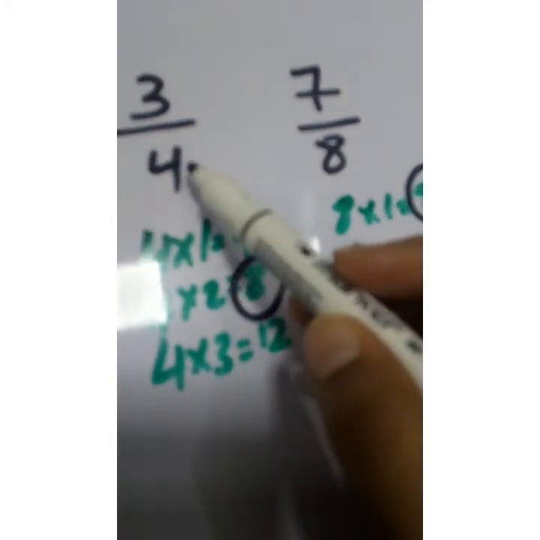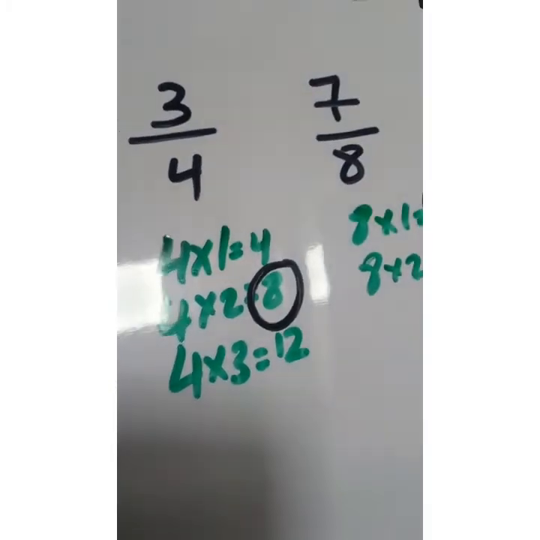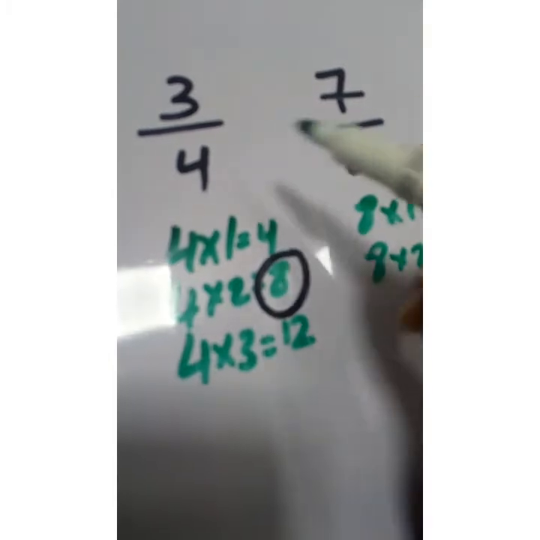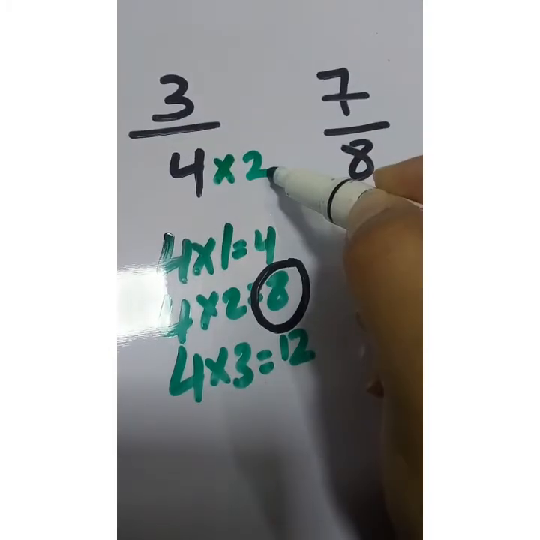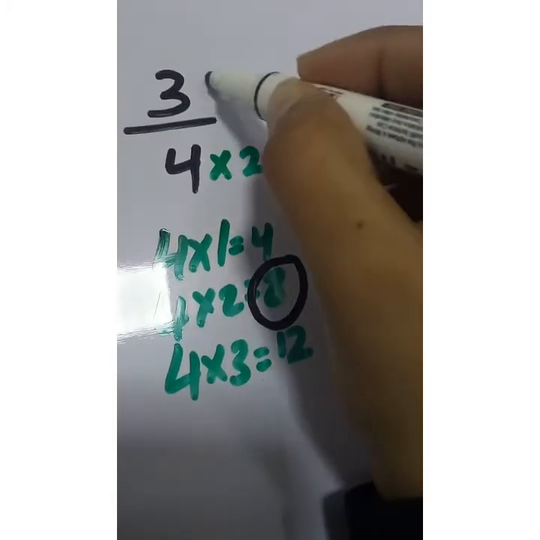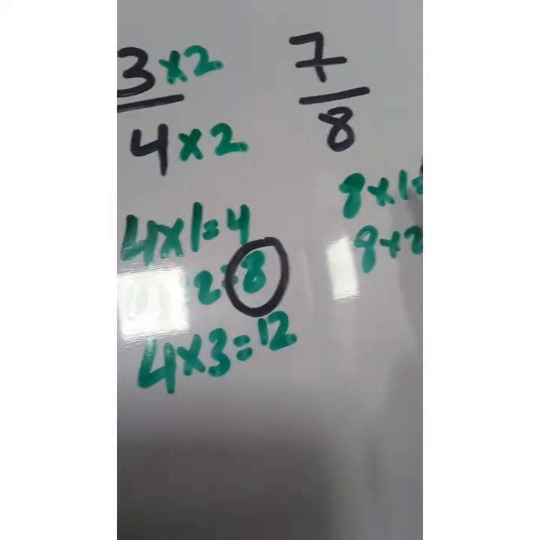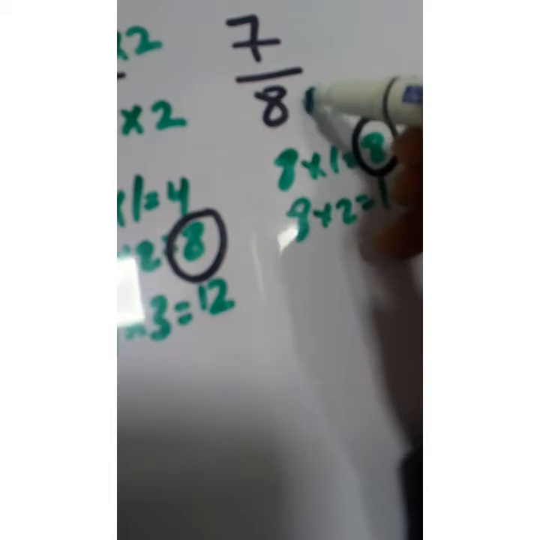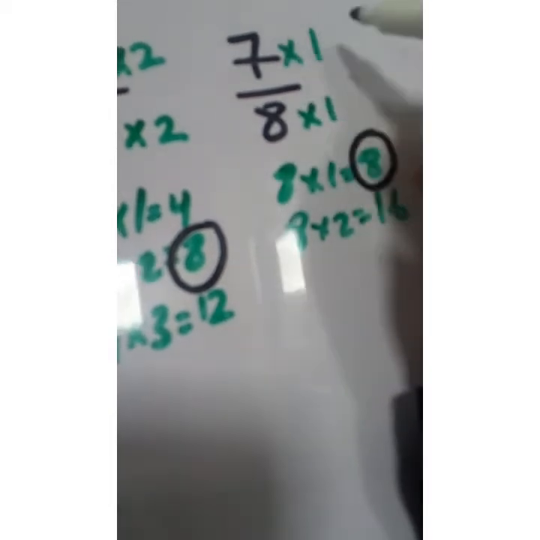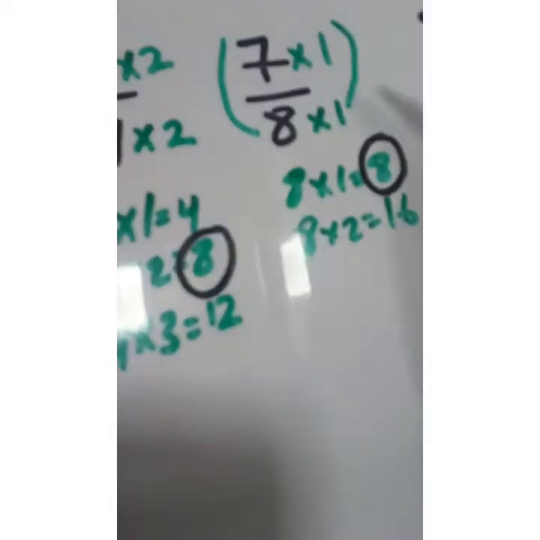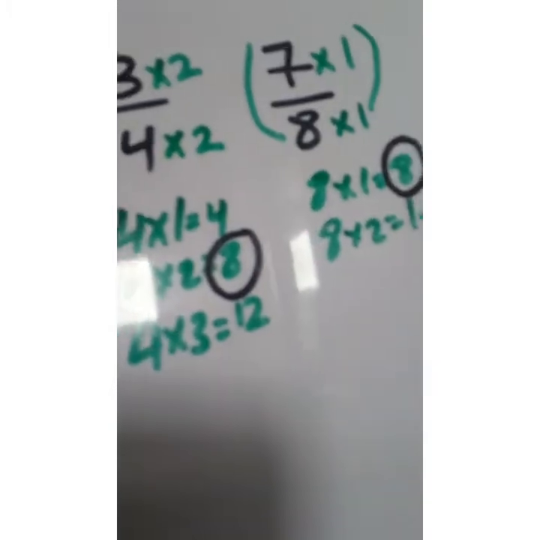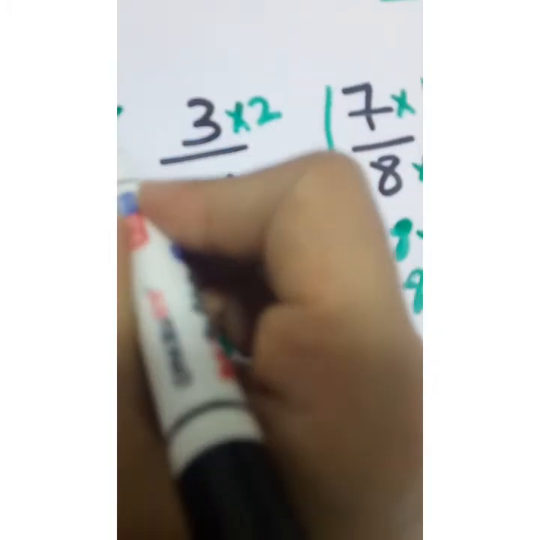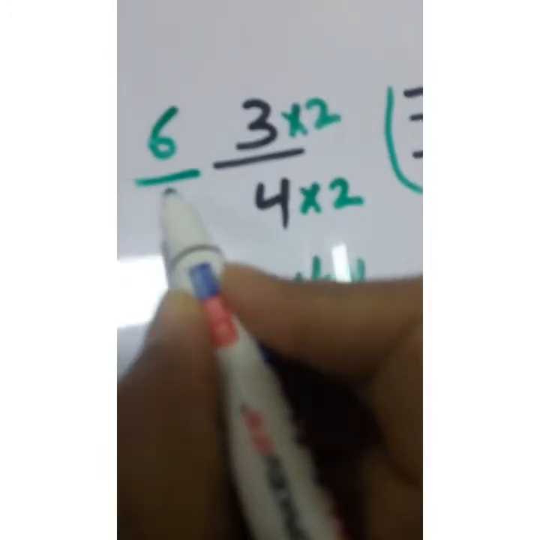What we did with the 4 to make it 8 is that we multiplied it by 2. So we do times 2, and the same thing with the numerator, also times 2. And 8 times 1 is 8, so we do times 1 and times 1, and this will not change. It will stay the same. But here this one will change. So 3 times 2 will be 6 and 4 times 2 will be 8.